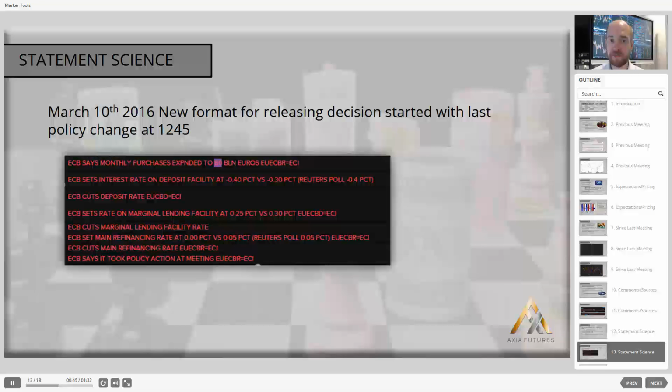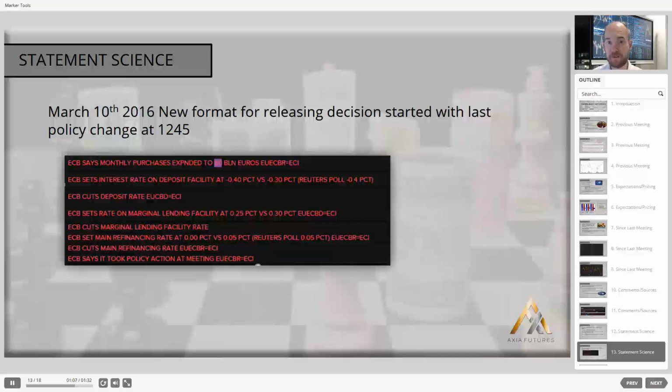At this time, what we got at 12:45 was not just the change in rates, but you got a statement first up. And when you read these news feeds, the first thing starts at the top and scrolls down. So chronologically, we want to be looking from the bottom upwards. ECB took policy action at this meeting.